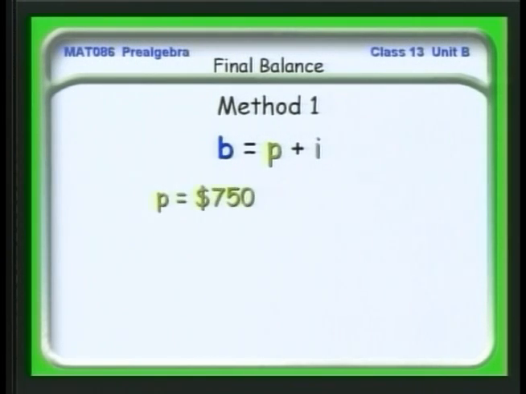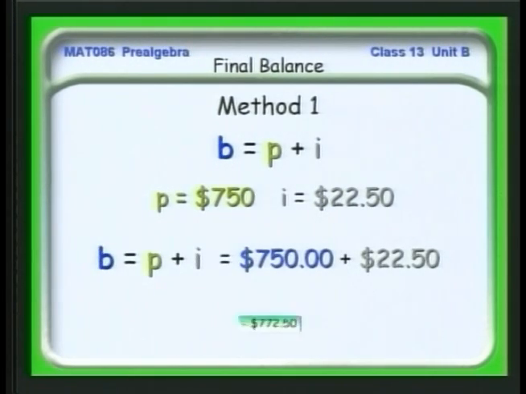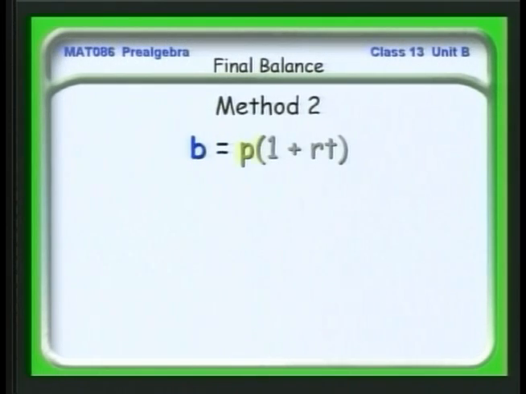Then I can add that to the principal to get the final balance. When I do that, I use $750 for the principal, $22.50 for the interest, add them together, and I find that my final balance is $772.50. Notice that I have method 1 at the top of that slide. That's because I'm using the formula that the final balance is equal to the principal plus the interest. Let's use this other formula, that the final balance is the principal times 1 plus RT, the rate times the time the loan has gone out.